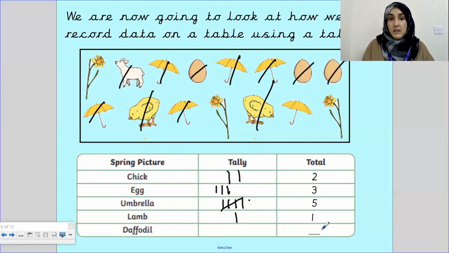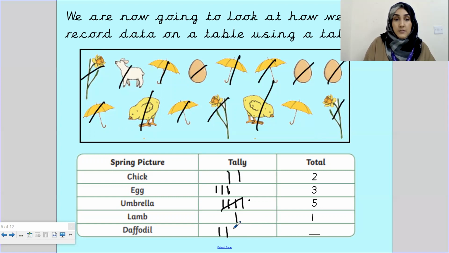There's no total here, so it's not helping me. Let's count together. There's 1. There's none in the first row. What about in the second row? Oh, there's a second one. That's 2. And that's, oh, right at the end, that's 3. So there are 3 daffodils.